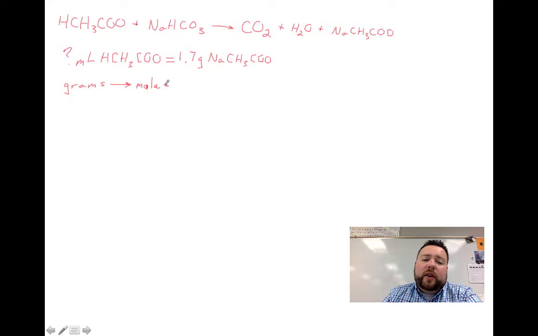So we're in grams of one thing. In this case, I'm just going to call NaCH3, I'm going to refer to that as A, and I'm going to refer to acetic acid as B, just to make it a little bit easier here. So grams of A can be converted into moles of A. All right, so I want to get into something else. I don't want to be in sodium acetate anymore. I want to be in acetic acid. So what I can do is I can convert from moles of A into moles of B.